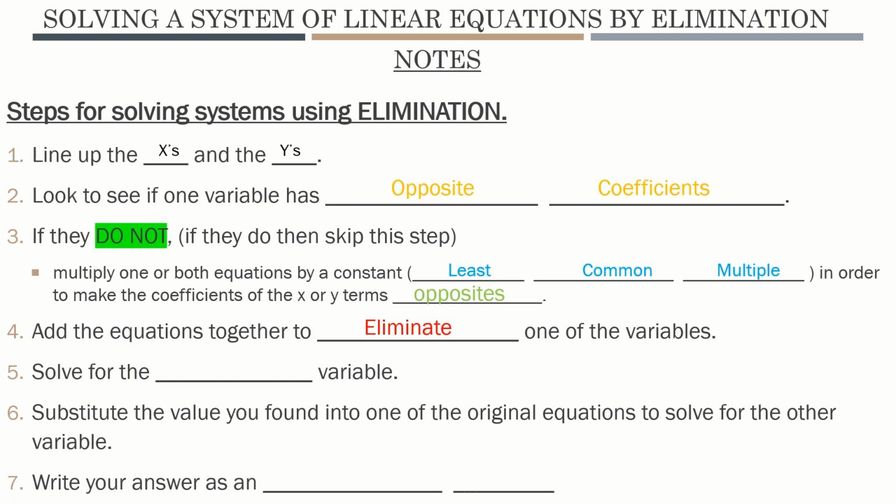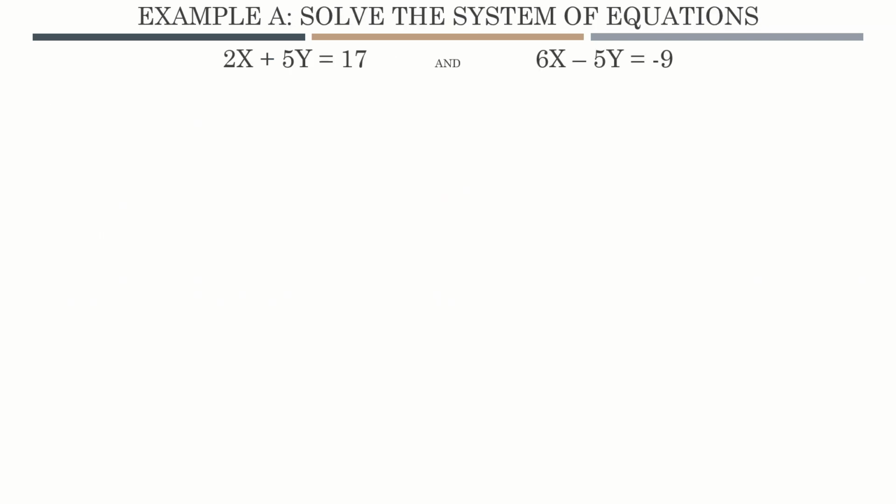Mr. Pratt, I'm confused. What are you talking about? Don't worry, we'll do an example. I'll walk you through each one. Let's just fill this in. Once we've eliminated one of the variables, solve for the remaining variable. So if you eliminated x, solve for y. Substitute the value you found into one of the original equations and write your answer as an ordered pair. Those are our steps, and we're going to do 3 examples here and go through those steps together.